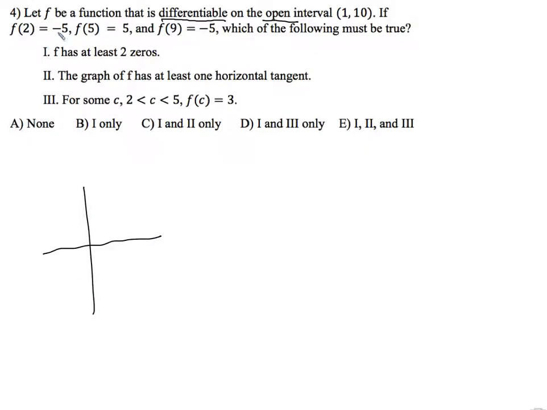F of 2 equals -5. So what is the coordinate pair of this guy right here? Where do I graph him? 2, -5. So I'm going to say -5 is right there. All right, give me the coordinate pair for this second one. 5, 5. So I'm going to say 5 is right about there.